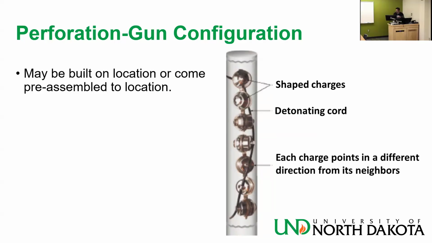Now, shot density is how close they are, like shots or perforations per foot. That's the shot density. If this is basically 10 feet and we have 1, 2, 3, 4, 5, 6, 7, then 7 divided by 10 means the shot density is 0.7 shots per foot.